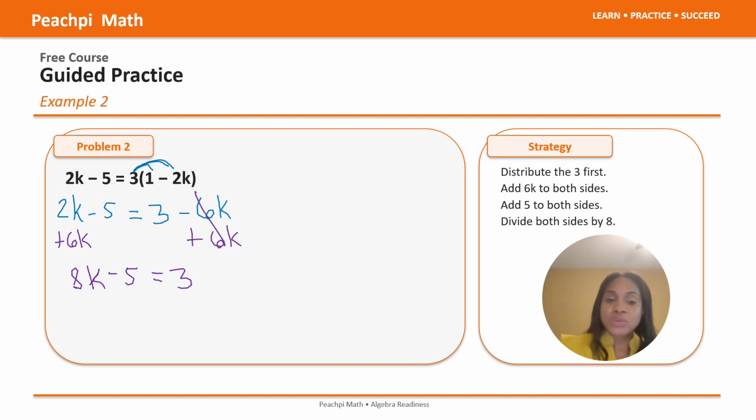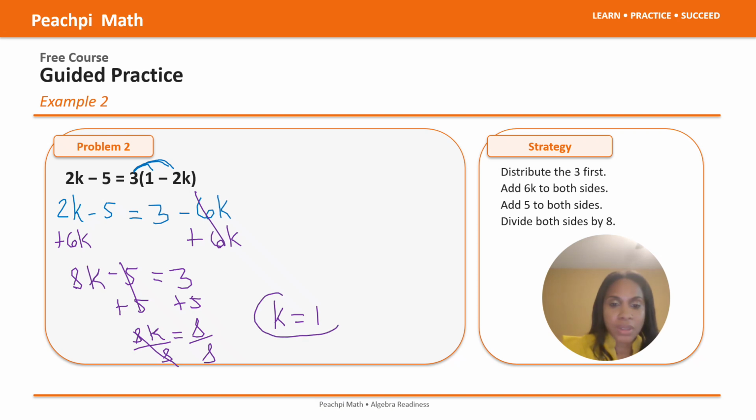Always want to add or subtract first when we have a two-step equation. So since that is a minus 5, we are going to add 5. We're left with 8k equals 3 plus 5. That is 8. So now we read this as 8 times k. Inverse of multiplication is division. All right. And I'm left with 8 divided by 8. K equals 1.